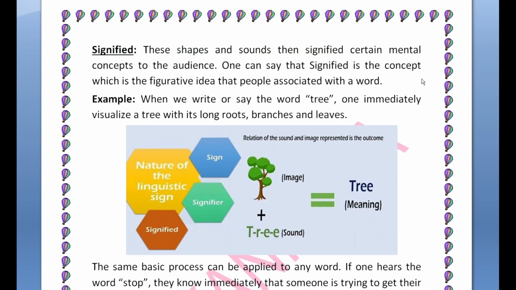These shapes and sounds then signify certain mental concepts to the audience. One can say that the signified is the concept, which is the figurative idea that people associate with a word. Example, when we write or say the word tree, one immediately visualizes a tree with its long roots, branches and leaves. For your reference, a picture is given here.